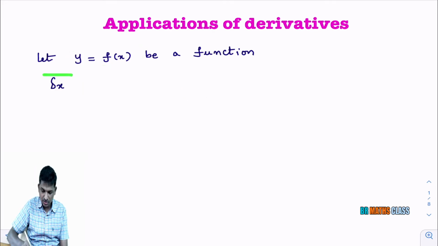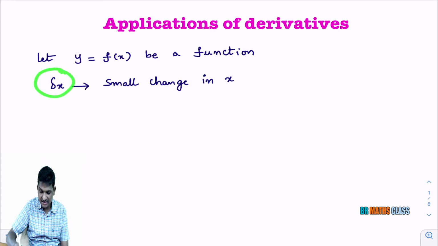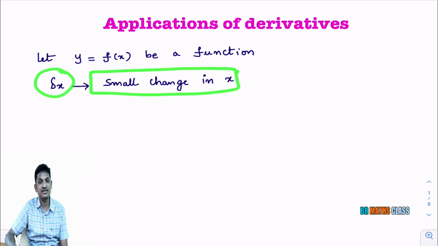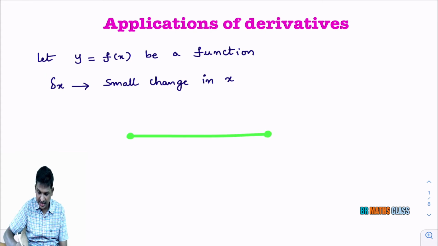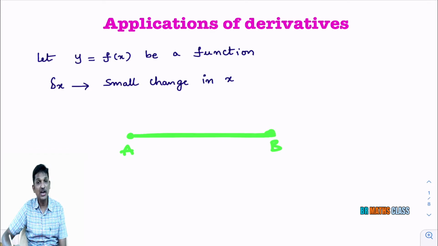Please observe this delta x. You will learn more clearly about delta x in errors and approximations. Here, what you need to know is that delta x means change in x. Delta x is a small change in x. For example, you need to measure a length AB, and actually this length is 5 centimeters. But while measuring, you made a mistake and took the measurement as 4.9 centimeters. That means a small change in this length has happened.